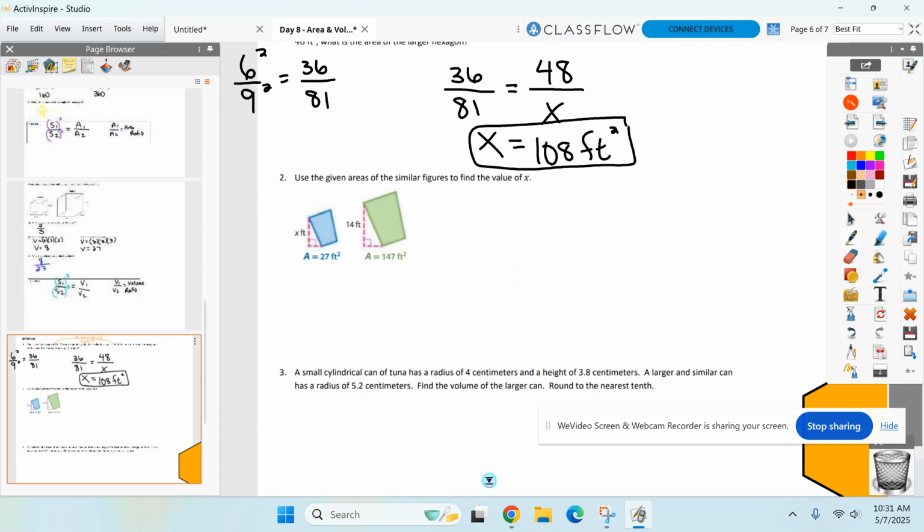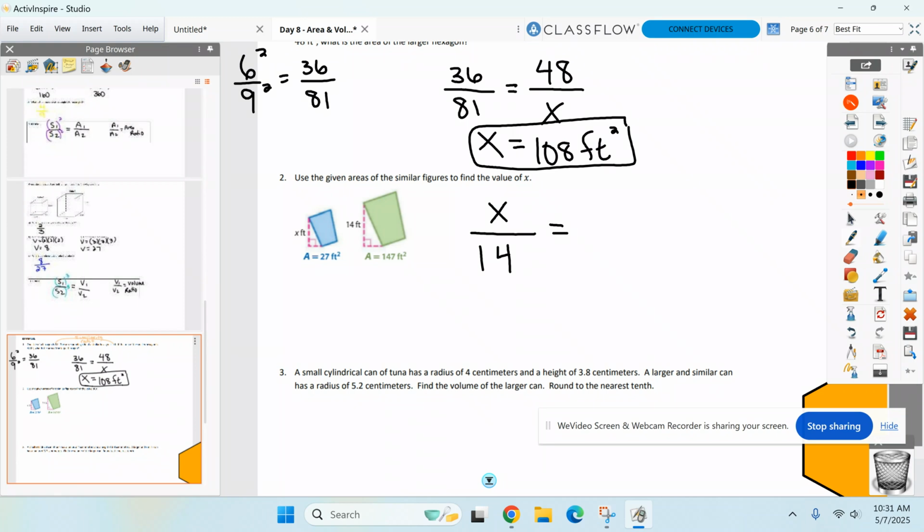These two, I don't know what they are, quadrilaterals. They're similar to each other. Notice I'm giving you the area of both, but I want one of the corresponding sides now. So let's see. What did I just set up there, x over 14? What ratio is that? That's my similarity ratio, right?